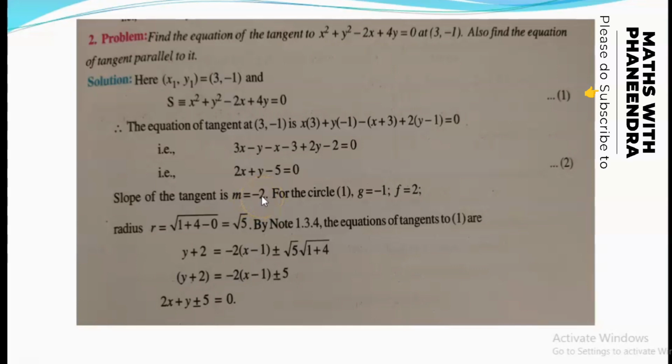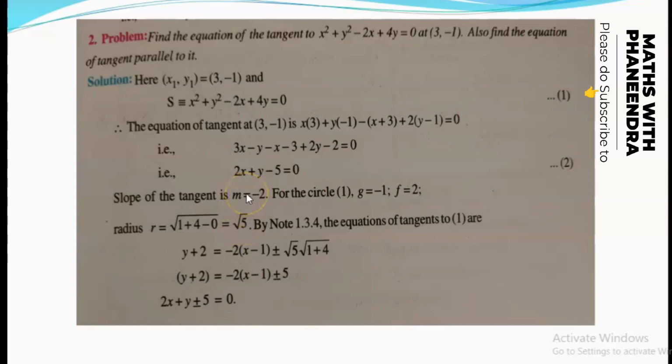After getting the slope value, the radius is also calculated. Radius r = √(g² + f² − c). The g value is −1, so (−1)² is 1, plus f². 2f = 4 means f = 2, and 2² is 4, minus c. The c value is not there in this equation, so that value is 0. So √(1 + 4) = √5. Therefore the radius of the circle is √5.